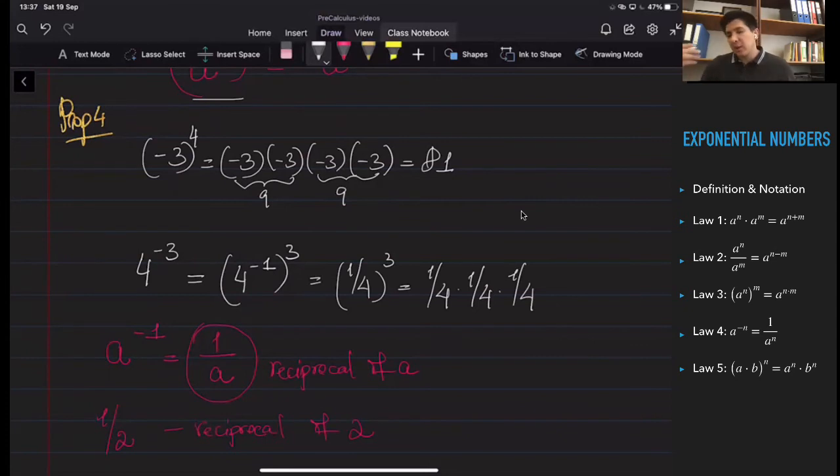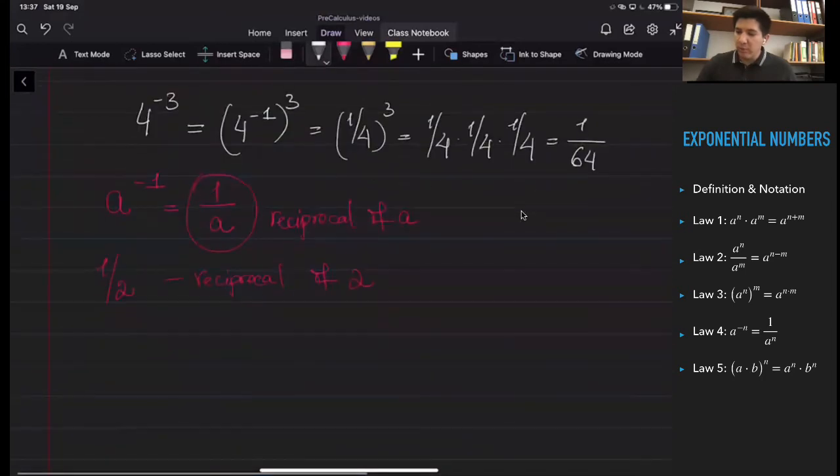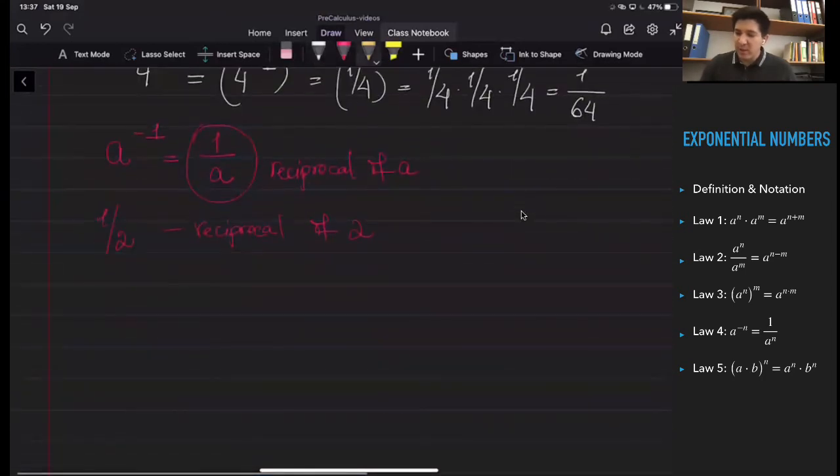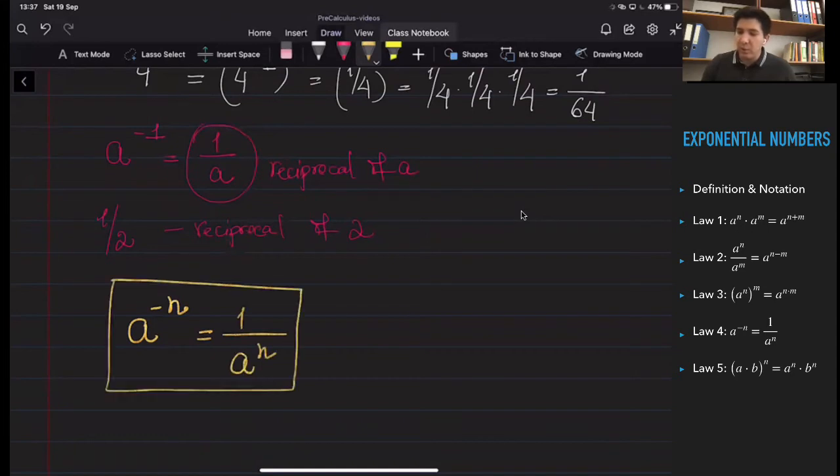So 4 to the power of 3 is 64, so this is going to be 1 divided by 64. Which leads us to another law, number 4, or property number 4, which tells us that a to the power of minus n can be written as 1 over a to the power of n. This is also a really important rule, and we can even derive it for the general case.